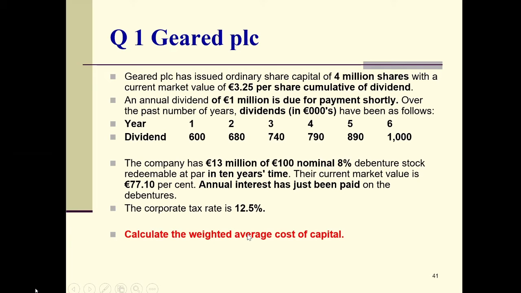And finally, we have the question, calculate the weighted average cost of capital. That's what you'll see in front of you. Now, if you got a question like this in the exam, you'd have the best part of half an hour to answer it, 25 minutes anyway. So you really have to work out what's the cost of the equity and what's the value of the equity, what's the cost of the debenture, what's the value of the debenture.